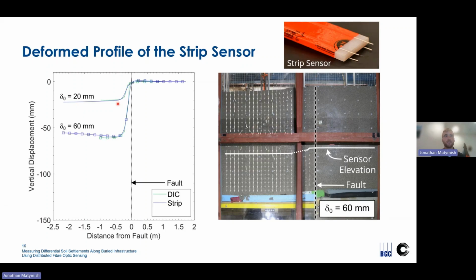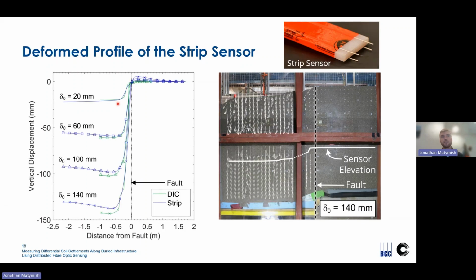So at 20 millimeters of fault offset, you can see that the two profiles agree well, and then as we increase fault offset, you can see that generally remains true with some divergence in results at 140 millimeters of fault offset. However, in this hanging wall region, the two results remain within about 5% of one another, which seems reasonable for practical applications.